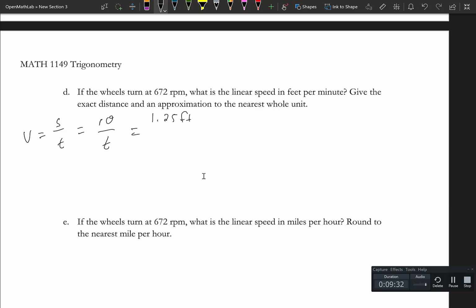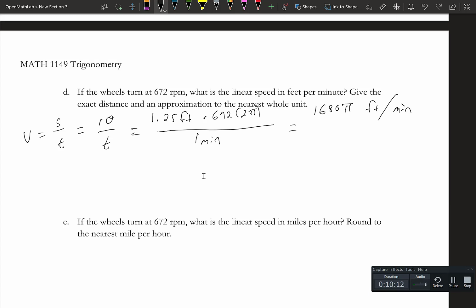And then we need to multiply it by the angle in radians. So that would be times 672 times 2 pi. Same logic as before, because we're doing 672 rotations, and each rotation is 2 pi radians. And then we need to divide that by t, time, which is 1 minute. So if we simplify this, we get 1,680 pi feet per 1 minute.